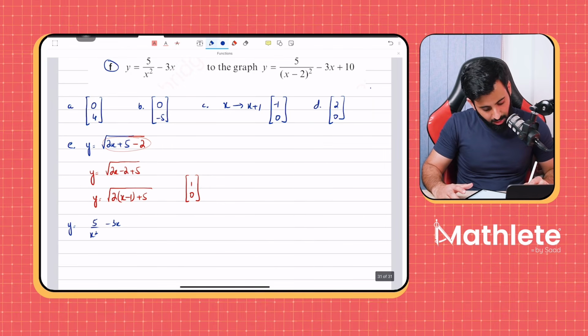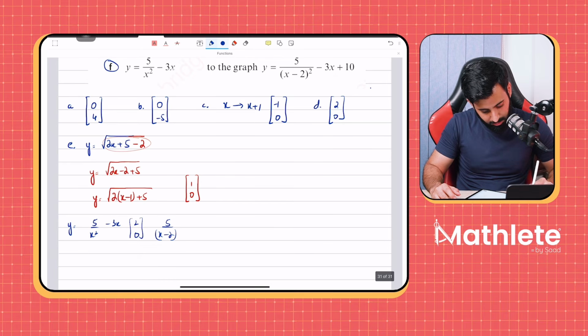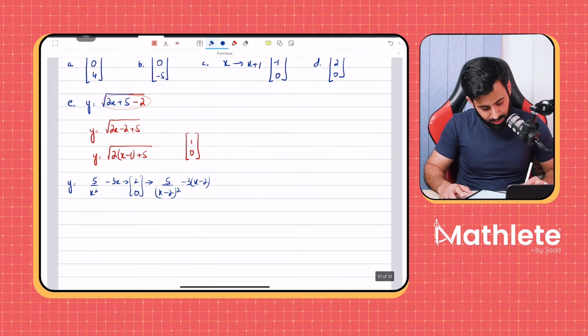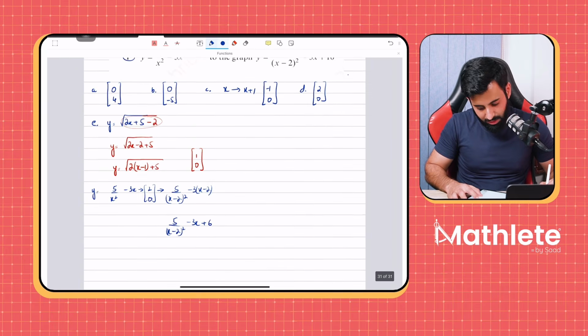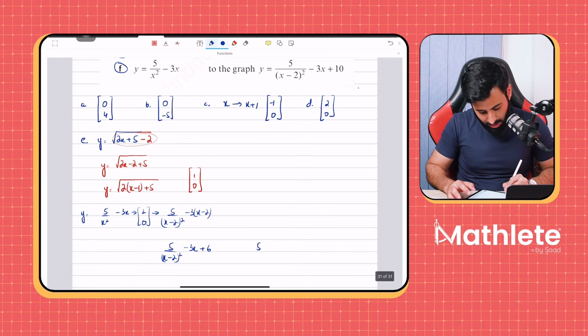Okay, so this becomes 5 over x minus 2, the whole thing squared. What I'm doing right now is applying the translation (2, 0). So x minus 2, the whole thing squared, minus 3 into x minus 2. If you simplify this, this is what you observe: x minus 2, the whole thing squared, minus 3x plus 6. But the actual answer is 5 over x minus 2, the whole thing squared, minus 3x plus 10.